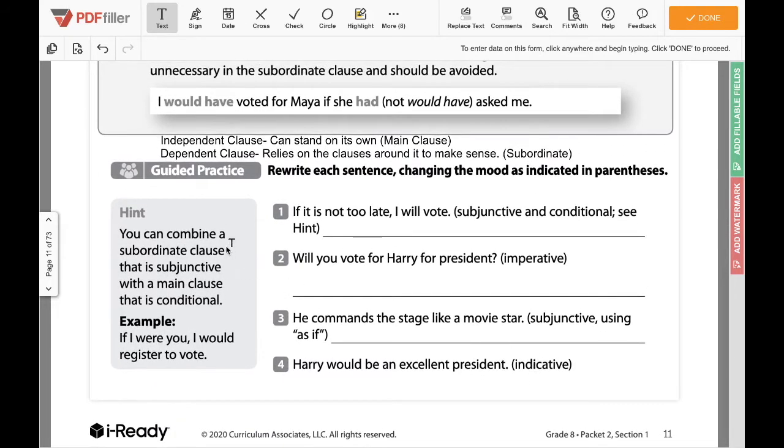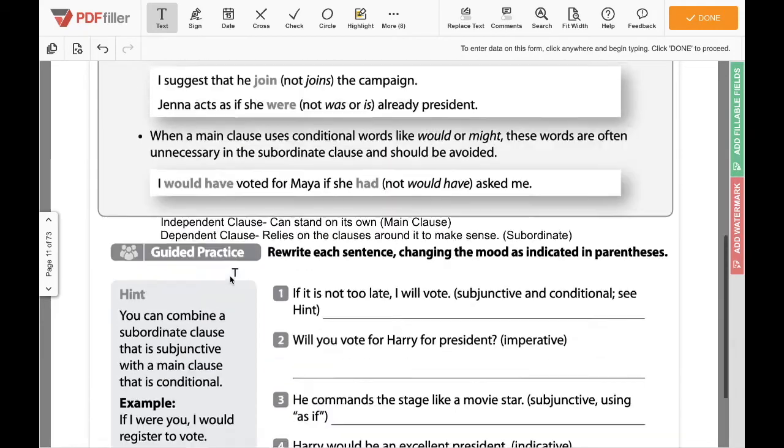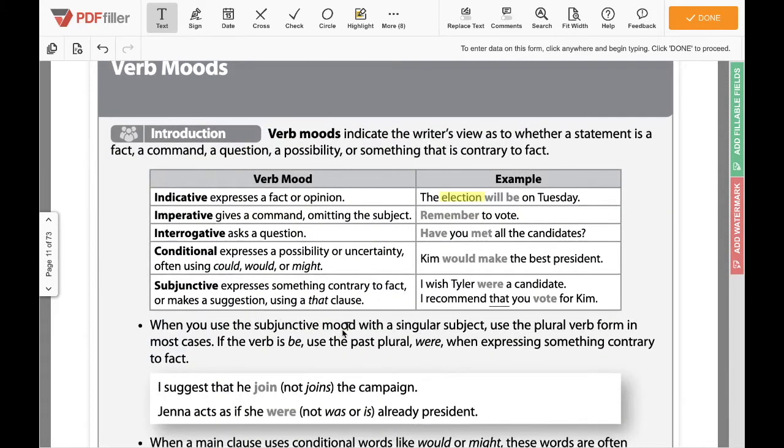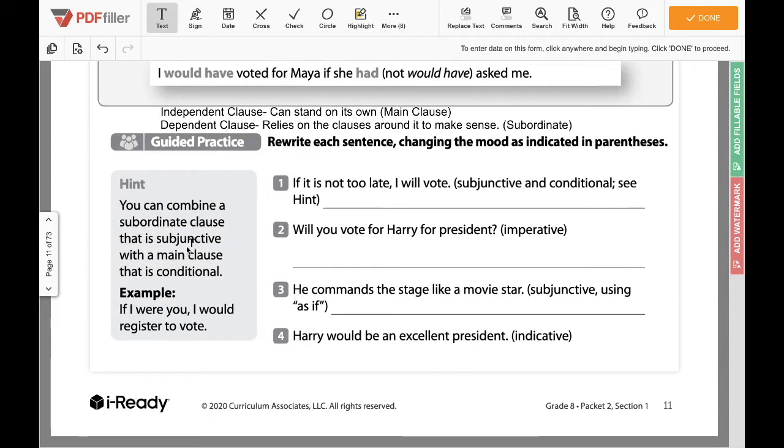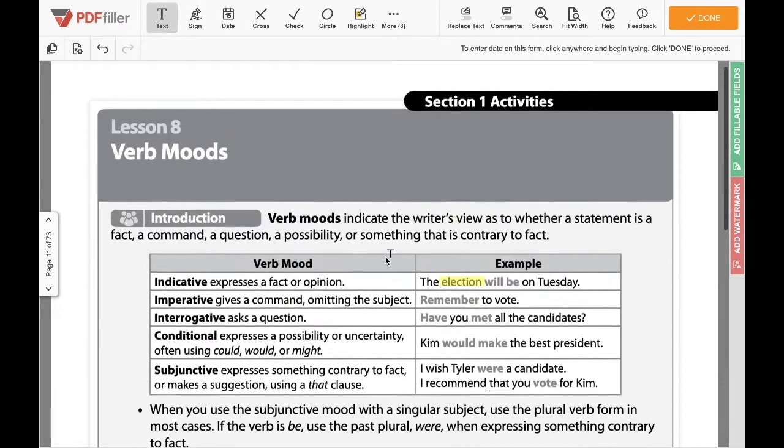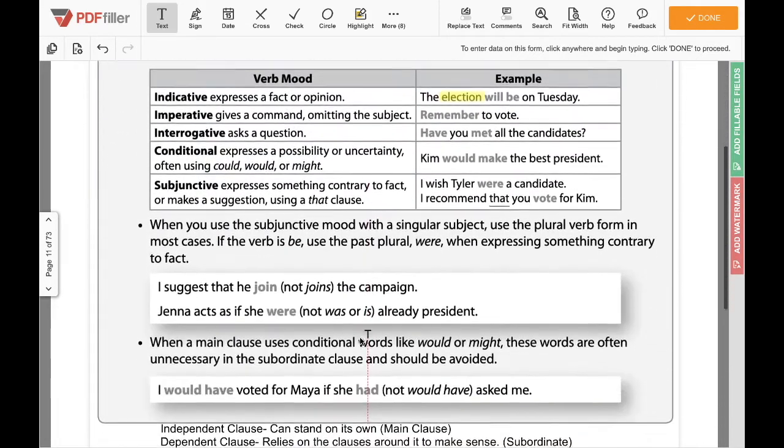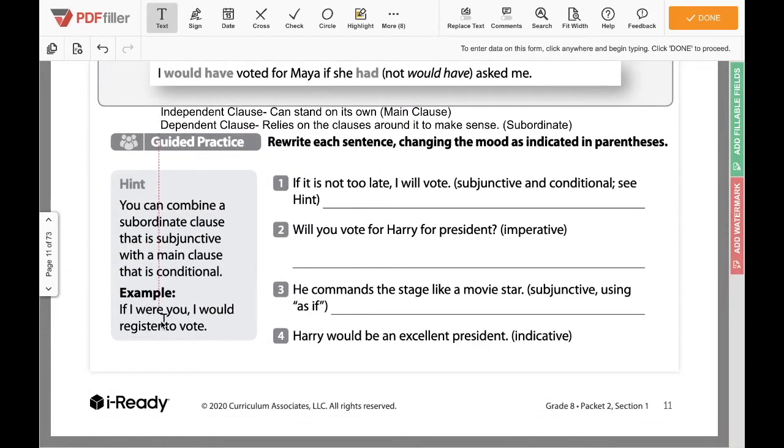So you can combine a dependent clause that is subjunctive, which is expressing something contrary to fact or making a suggestion, with an independent clause that is conditional. And conditional means that it expresses uncertainty or possibility. So the example they give you is, if I were you, I would register to vote. So I would register to vote is our main clause. Our subordinate clause or dependent clause is if I were you. And you can combine those two things, a subjunctive and a conditional, together.